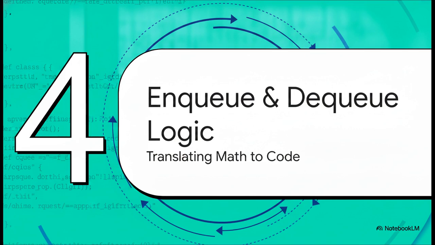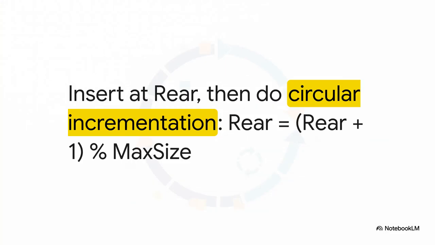Section 4, NQ and DQ logic. First up, the NQ operation, which is just a fancy word for adding data. Any robust NQ function is going to first check if the queue is full, to prevent an overflow error. If we actually have space, we insert our new element at the current rear index. Then we execute our circular incrementation. So rear equals rear plus 1 modulo the max size.